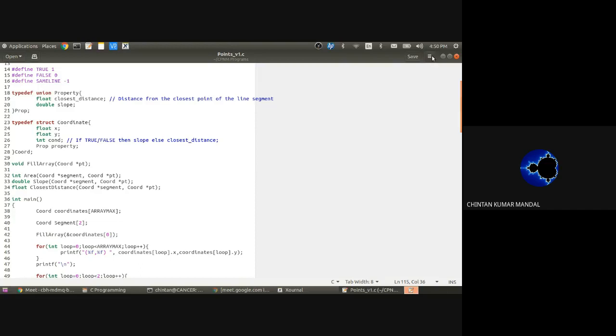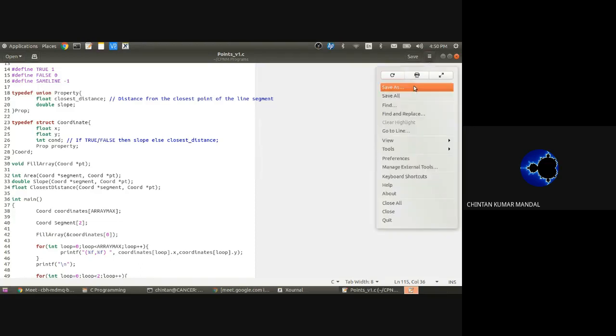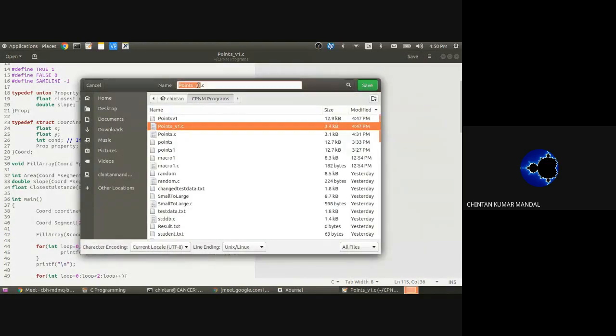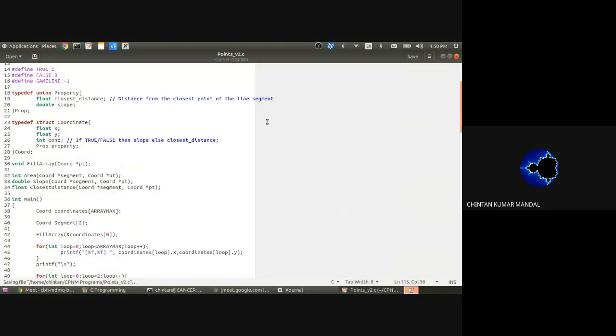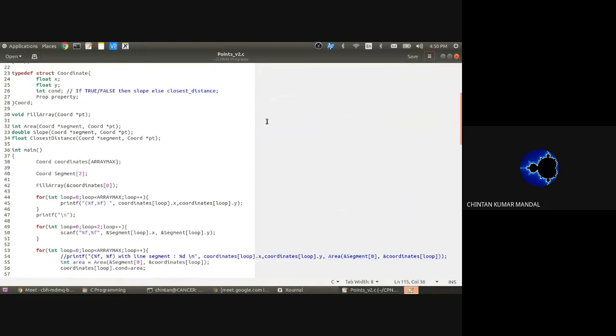So I'll just save this as version 2. The original version, yesterday's version, I've already uploaded over there. It's already there. I believe it is there.